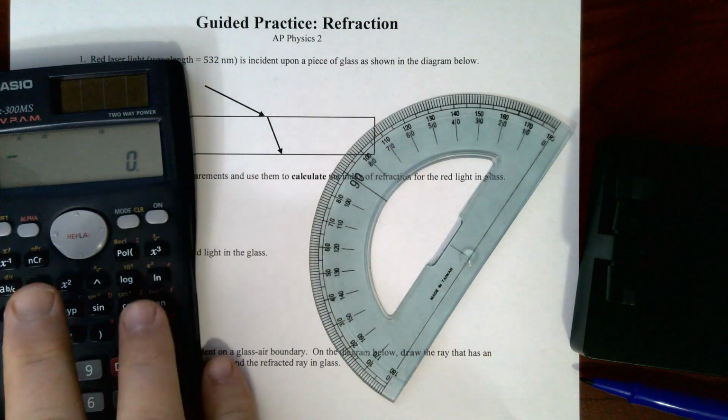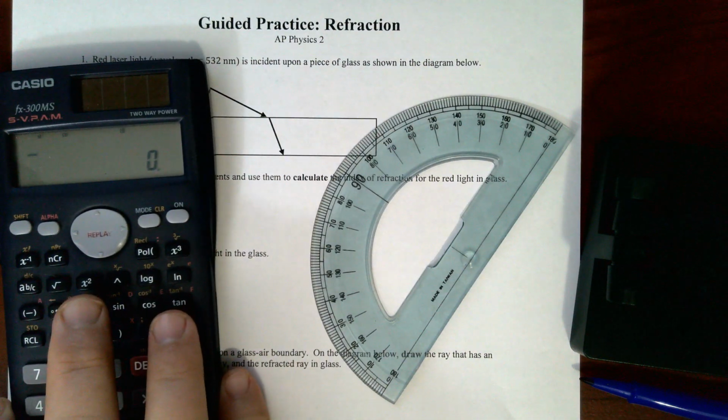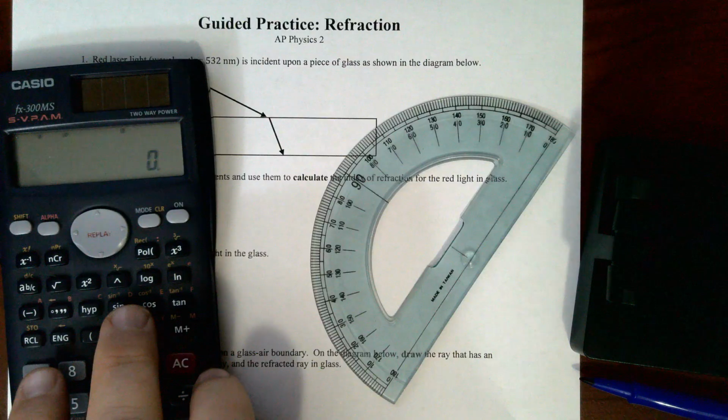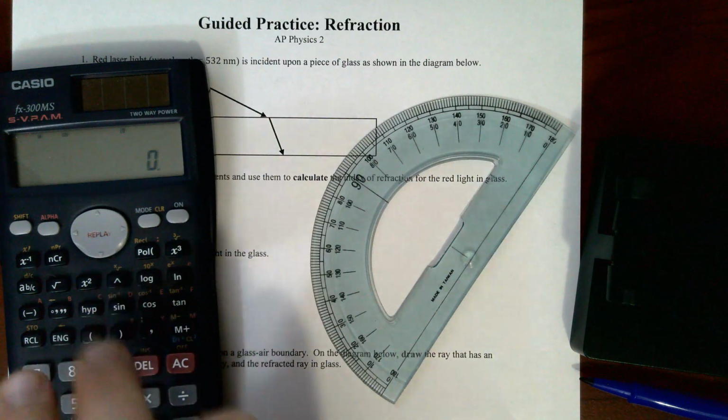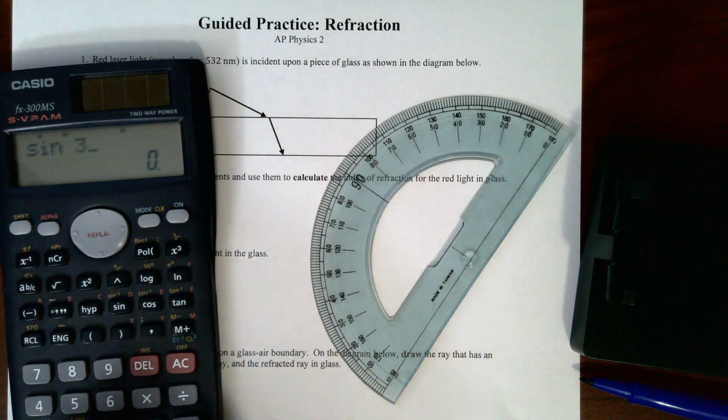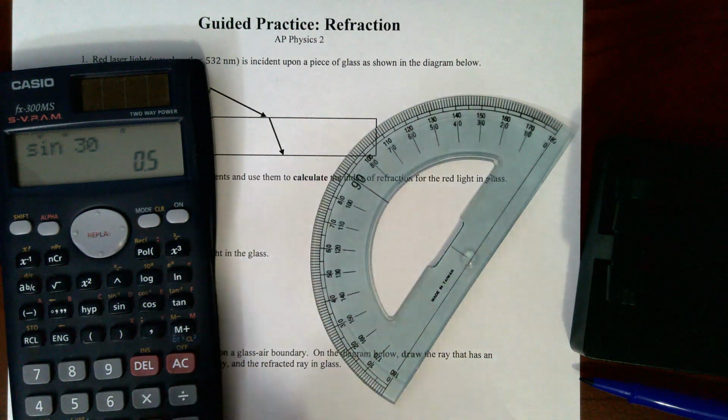Before we get started, it may have been a while since we've done things with angles, so let's double check and make sure that our calculator is in degree mode. I'm going to do the sine of 30 degrees, and make sure that I get 1/2. And so my calculator is in degree mode.